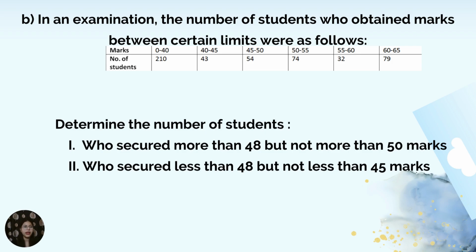Now part B. In an examination, the number of students who obtained marks between certain limits were as follows. You can see in the table the row 1 contains the range of marks and the row 2 contains the number of students. We have to determine the number of students in case 1 who secured more than 48 but not more than 50 marks, and case 2 who secured less than 48 but not less than 45 marks.